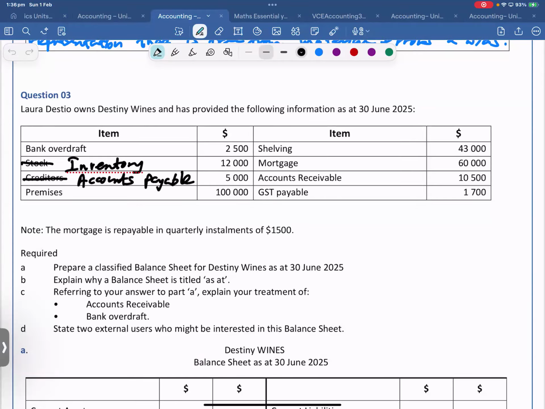Yes, Tanisha? Mortgage. Okay, now see the note. Did you see this one?